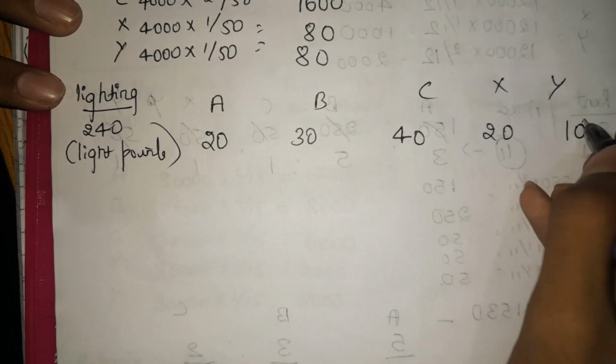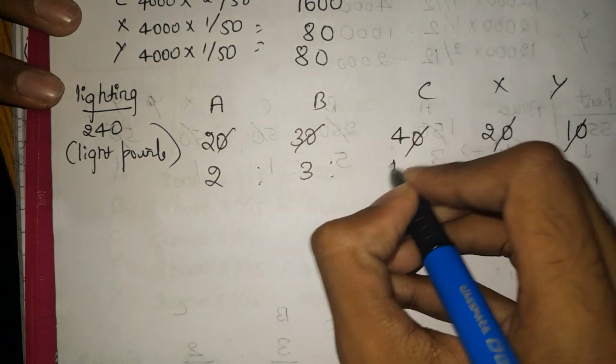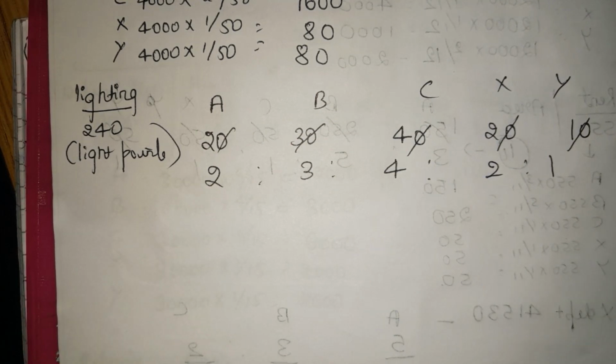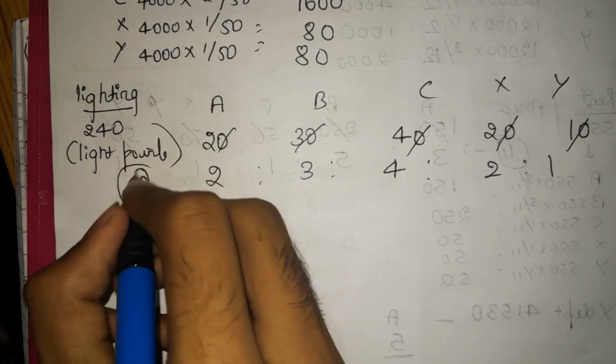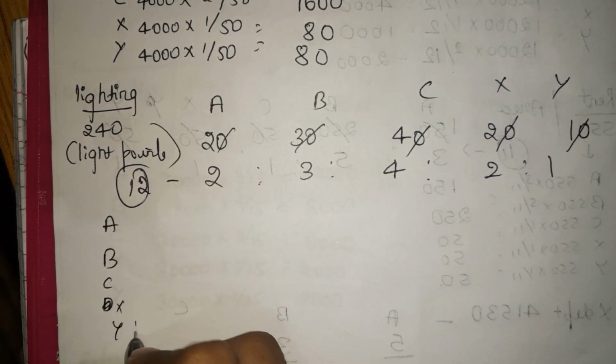Now simply you cancel 1 1 0. It will be 2 is to 3 is to 4 is to 2 is to 1. So 2 plus 3 plus 4 plus 2 plus 1, it will be 12. Total will be 12. So A department, B department, C department, X department and Y department.